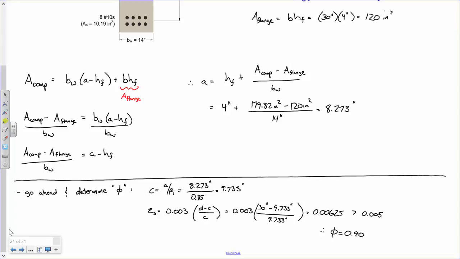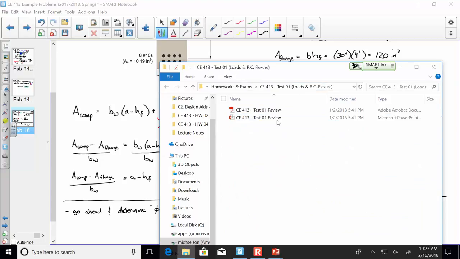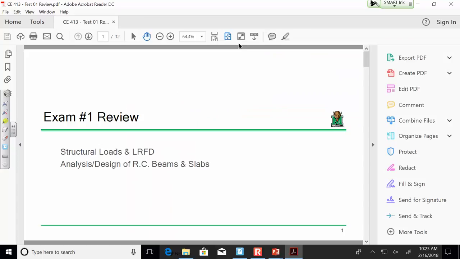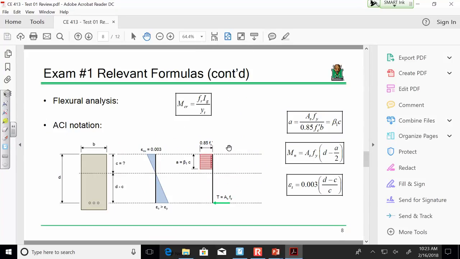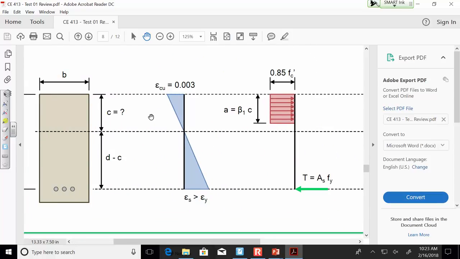Where the strain goes from compression to tension. I actually have a pretty good image of that in the exam review slides, I think. Let me pull this up. Yeah, here we go. This is a perfect way of describing it. So C is from the top of the beam to where the strain equals 0. A is from the top of the beam to the bottom of your stress block. They are related by beta 1. I know sometimes that's a little weird, but A is looking at it from the stress standpoint, and C is looking at it from the strain standpoint. And you've got to have this in order to use similar triangles to determine that.